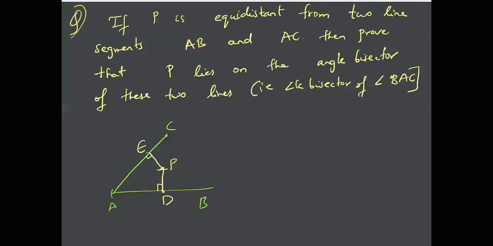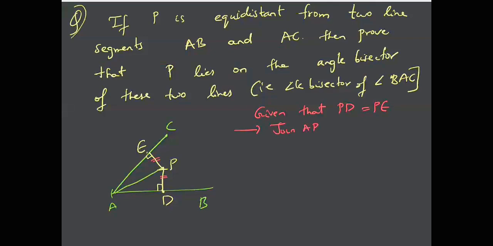Okay. So it is given that P is equidistant from two line segments AB and AC. It means the distance of P to AB is equal to the distance of P to AC. So it is given that PD is equal to PE. That is, P is equidistant from these two lines AB and AC. And now we need to prove that P lies on the angle bisector of angle A. So let us join AP.